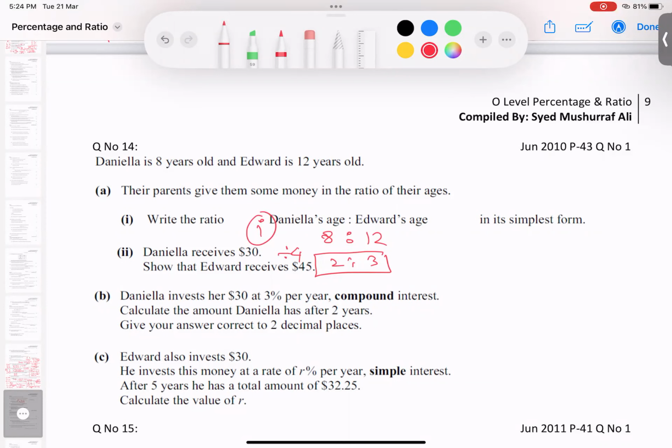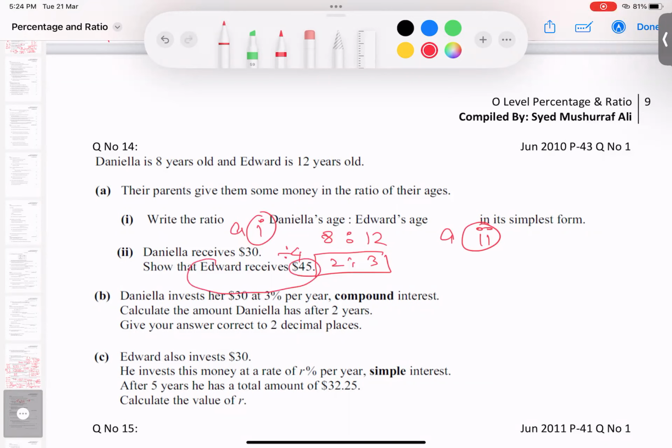D received $30. Interesting part here. I'm doing this A part 2 now. So let's start. He said D received how much money? $30. Okay. And show that E received this much money.